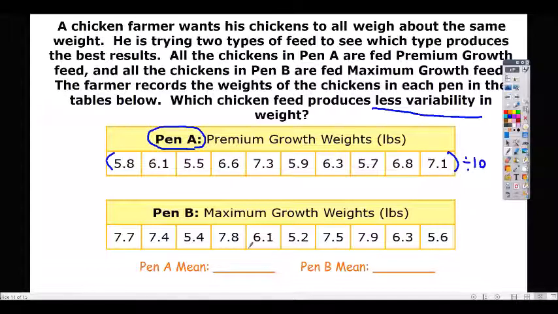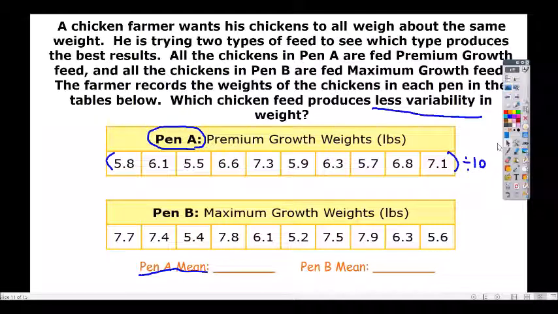Once I get that number, I'm going to put that number right down here for pin A. That's where the mean is going to go for that one. And then I'm going to solve for pin B and get the mean for that one and do the same process and get this here. I'm going to pause the video for just a moment to let you have a moment to do that.